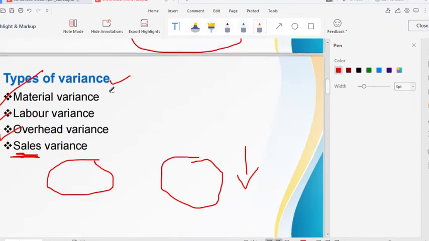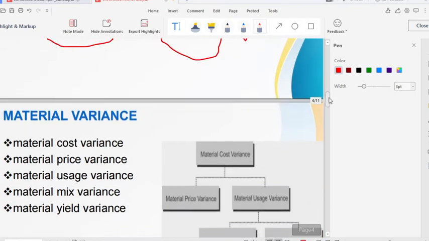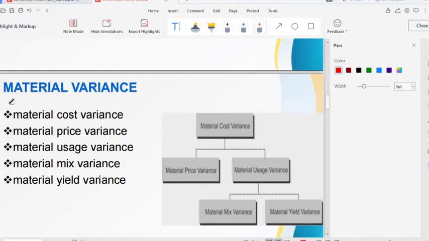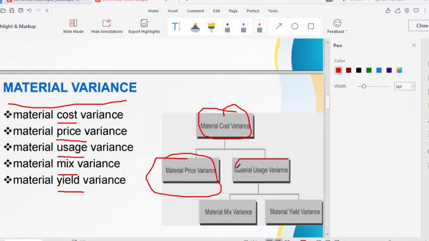From the exam point of view, we will be studying the material variances. This will be coming for section B. First, let us see under material how many types of variances there are. Material cost variances, material price variances, material usage variances, material mix variances, and material yield variances. If you see this particular chart, how can we find the material cost variances? If you add the material price and material usage variances, the same answer you should get, that is the material cost variances. Material mix variances and yield variances together are equal to the material usage variances.